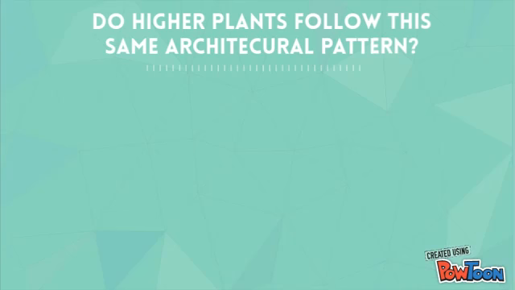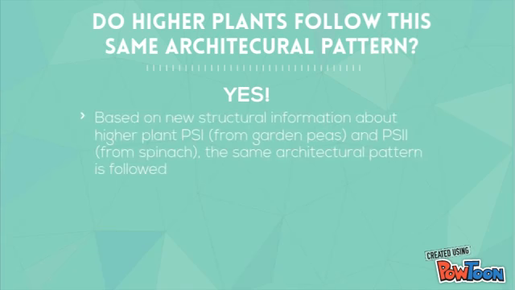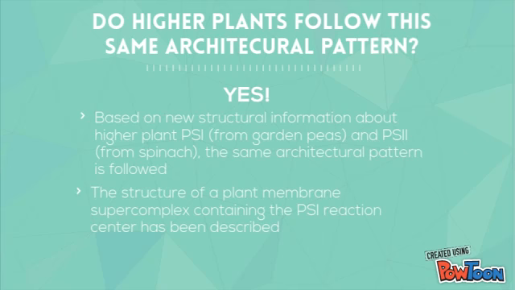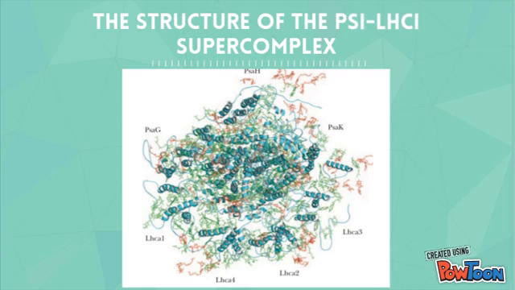So now we're wondering, do higher plants follow the same architectural patterns we've been talking about? And the answer is yes. Based on new structural information about higher plant photosystems, the same architectural patterns are followed, and we'll examine the architectural structure of one of these photosystems in just a second. This is the structure of the PS1 LHC1 supercomplex. It's basically like a really big version of the PS1 found in T. elongatus. It has 173 chlorophylls, 2 phylloquinones, and 3 iron-sulfur clusters, as well as a lot of alpha helices.